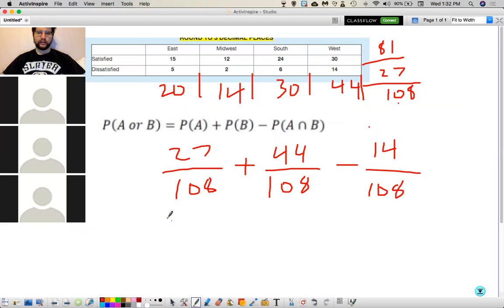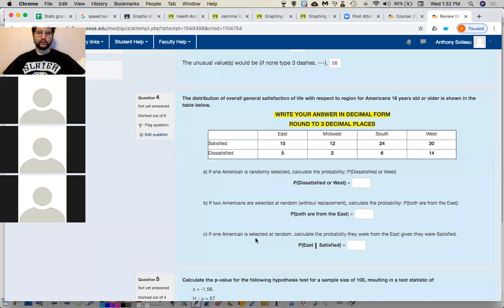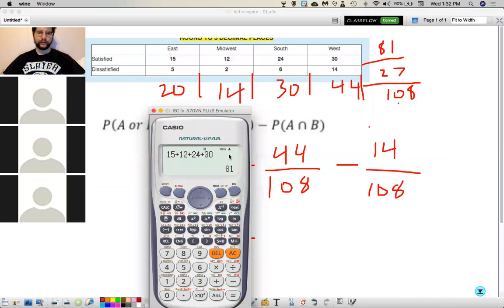And if you do that, you get, well, it said to use a decimal, but you'd get 57 out of 108. Round it to 3 decimal places, it says, so 57 out of 108 gives me 0.527 repeating. I'm going to round that to 0.528.